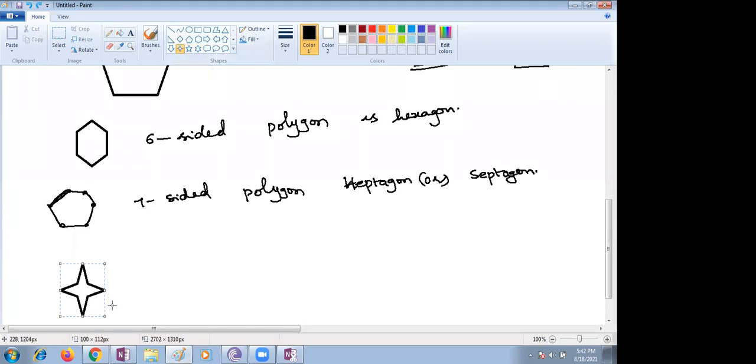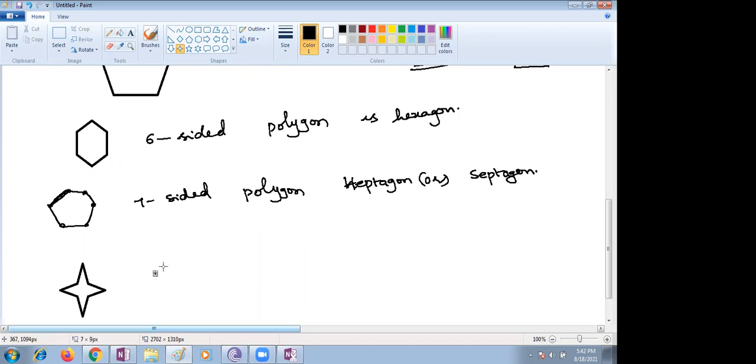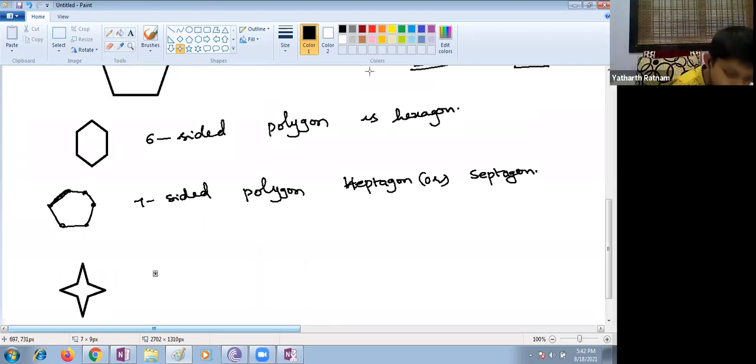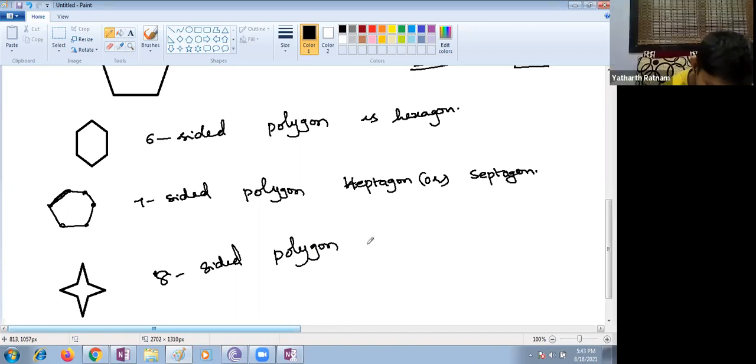So how many sides are there here? 1, 2, 3, 4, 5, 6, 7, 8. So an 8-sided polygon is called octagon. You can draw any pictures, children. Don't depend on me. Whatever shapes are available, I am taking from those shapes. An 8-sided polygon is octagon.